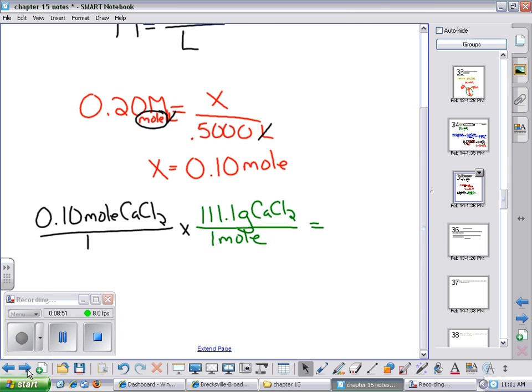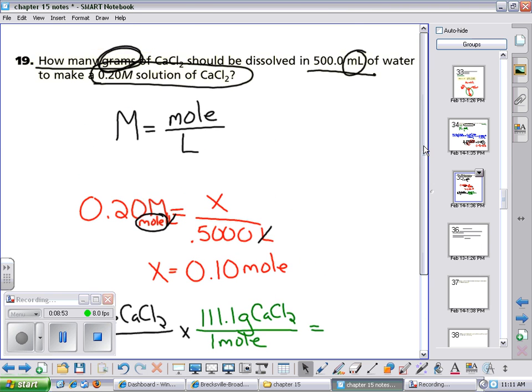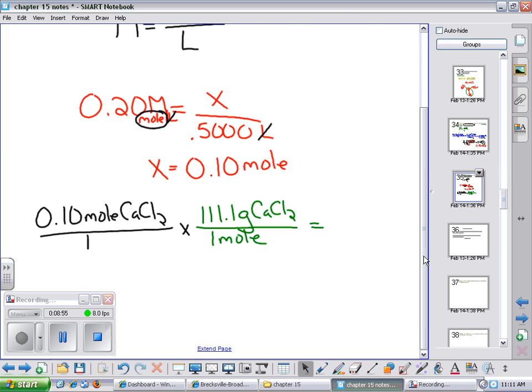Way up here at the top, it says how many grams of calcium chloride. So the moles will cancel out. We'll be left with our grams of calcium chloride. So I'll take 0.1 times our 111.1, and we get 11 grams of calcium chloride is our final answer.